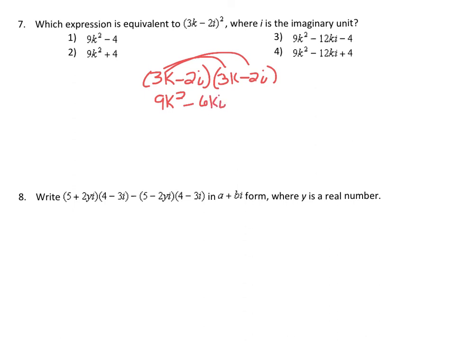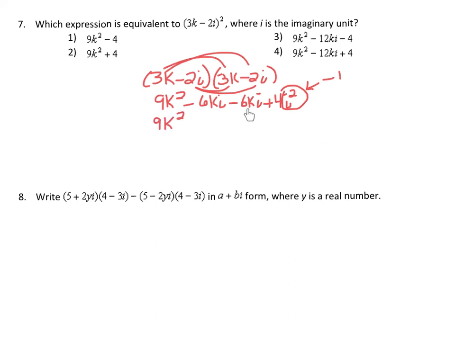Remember, you put the i at the end. Negative 2i times 3k, again, would be another negative 6ki. And then negative 2i times negative 2i would be positive 4i squared. Now, since we have an i squared right there, we know that this is equal to negative 1. So let me bring down my 9k squared.